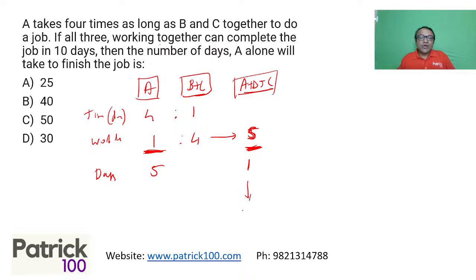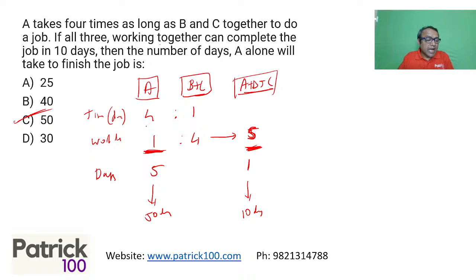If this 1 stands for 10 days, that means they together take 10 days to complete the work. 5 will stand for 50 days. You'll get the answer as 50, C option. Again, you can do the ratio by the traditional method also, but just be comfortable with ratio because some of the sums can really be fast with ratios.